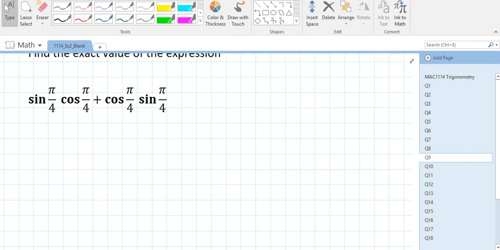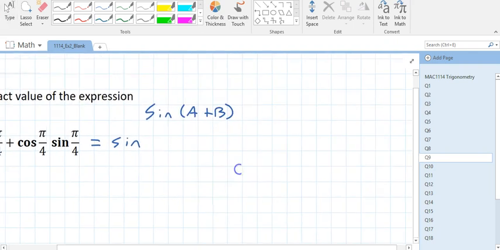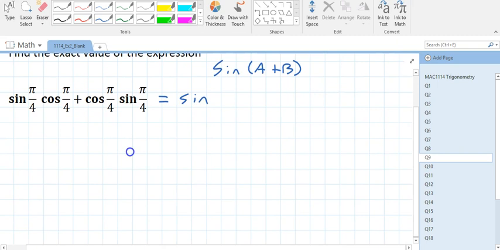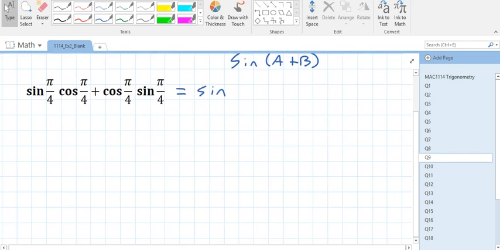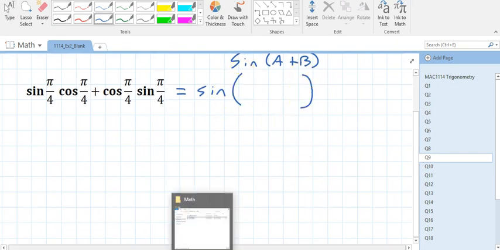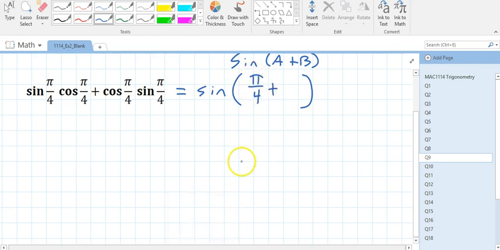So who are we dealing with right here? This is sine A plus B? I agree. So this is your sine A plus B. That is the formula that they have written out here for you. All they want you to do is put this back together. So who is our angle A then? Pi over 4. Plus, who is angle B? Pi over 4.